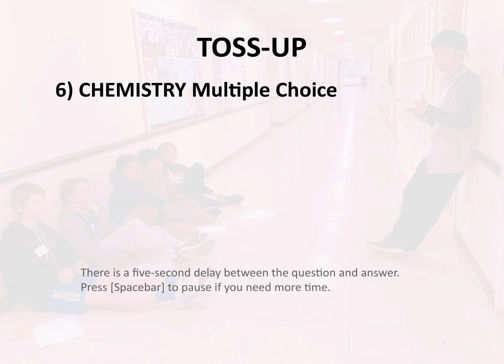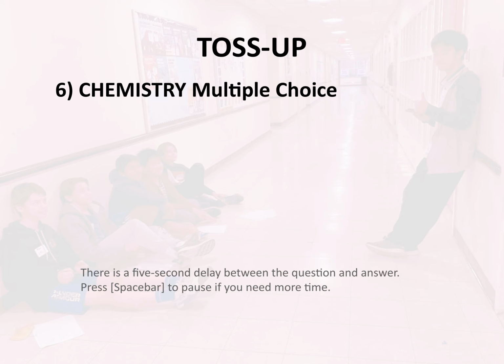Toss-up 6. Chemistry. Multiple choice. Which of the following is not a step in balancing a redox reaction in an acidic solution? W. Write the unbalanced net ionic equation. X. Determine which atoms are oxidized and which atoms are reduced.